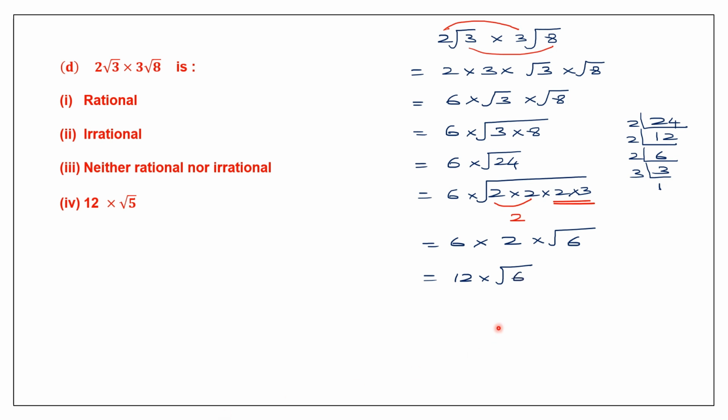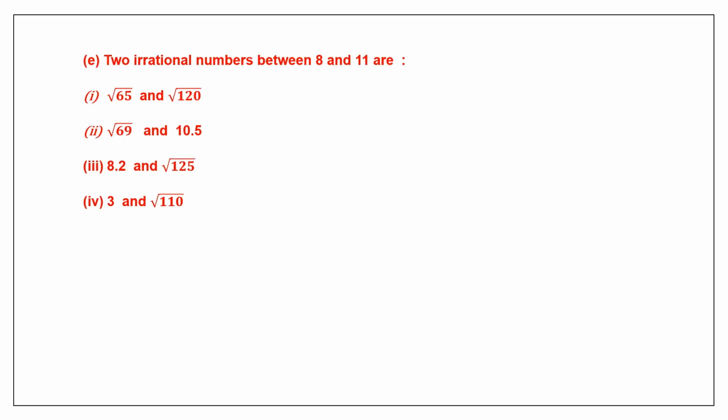Now 12 into root 6 is 12 root 6, and root 6 is irrational because it doesn't have an exact value. The square root of 6 is not an exact value. So since root 6 is irrational, this whole expression 12 root 6 is irrational. So we can choose option 2 as the correct answer, irrational.